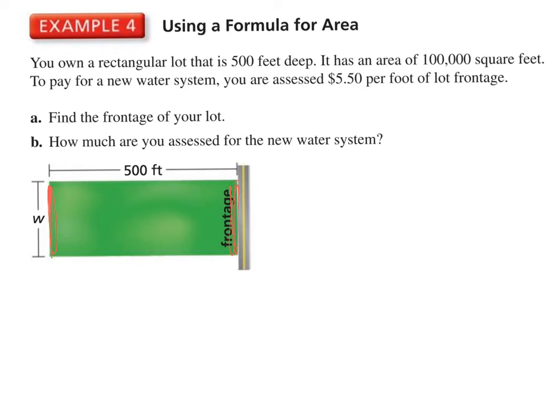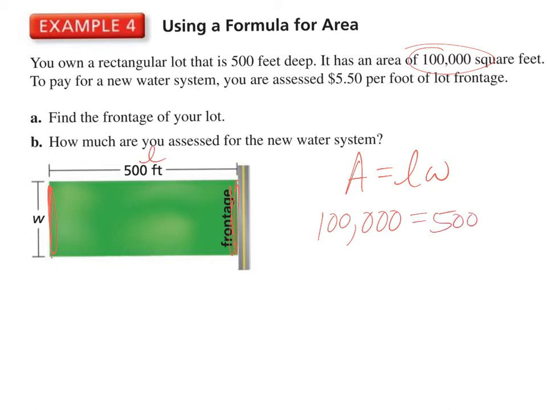So I know the area of a rectangle is length times width. All right, they told me the area is 100,000. So 100,000 is equal to the length, which is 500, and then I have W, which is my frontage. So I'm going to divide by 500. That cancels out. And 500 goes into 100,000 how many times?